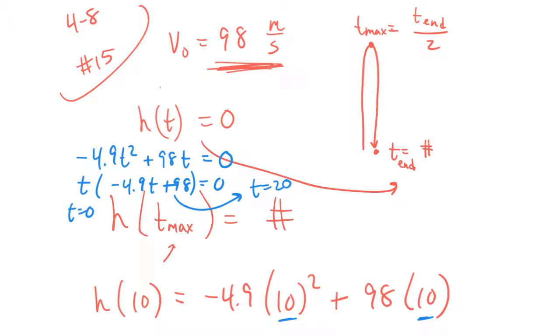Why is t equals 0 one of your answers? Because at time equals 0, where is the object? On the ground. And after 20 seconds, where is the object? On the ground. So at 10 seconds, it's halfway up. It's halfway through its flight at the max height. I have a question.